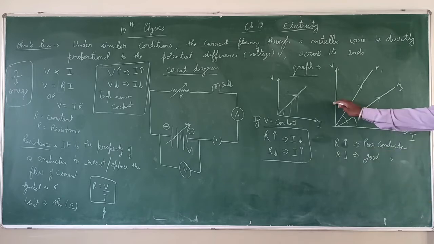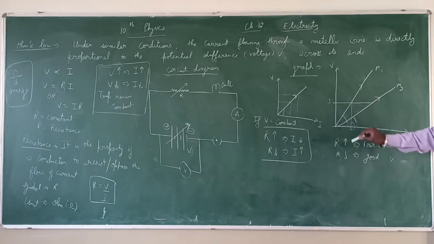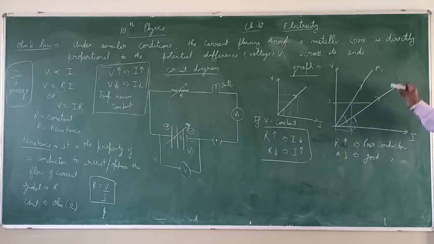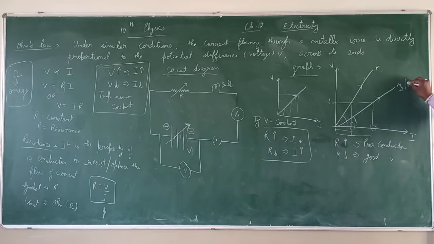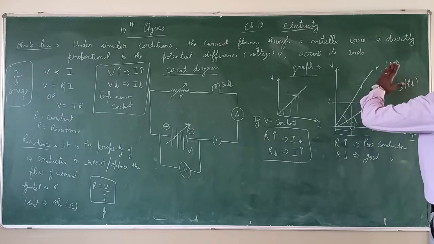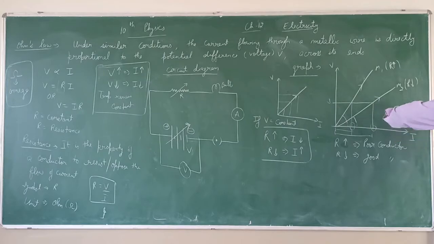Let us make this line straight. This voltage is cutting material 1 at this point. That means by applying this much voltage, this is the amount of current from material 1 and this is the amount of current from material 2. So I can say that at the same voltage, current is more for the second, so its resistance is less, and the first one's resistance is more. If the line is closer to the voltage axis, resistance is more, and if the line is closer to the current axis, resistance will be less.